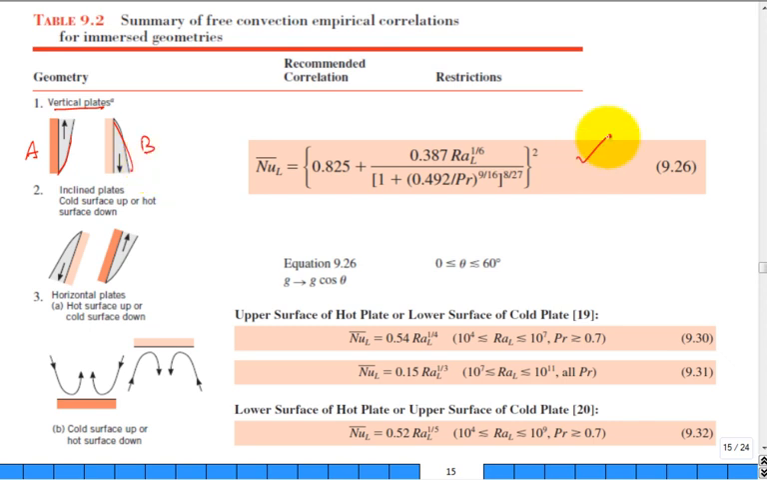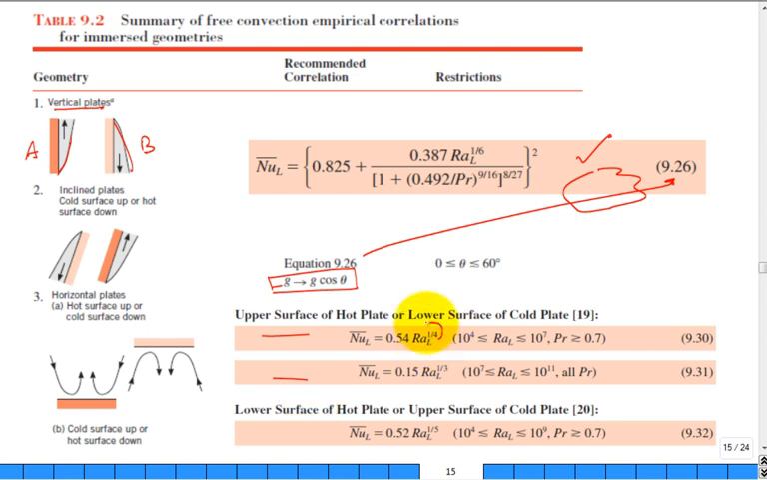And here is a nice long correlation. I don't recall any limits on the Rayleigh number on this one. I could look. They say, look at if it's inclined, modify your g and use this equation. If you have a hot surface up or cold surface down, use these different equations. And you start to see some patterns. You'll see this Rayleigh to a quarter. That's a sign for it being laminar. And then a Rayleigh to a third, that's a sign that the correlation is turbulent. Notice the higher range of the Rayleigh number.